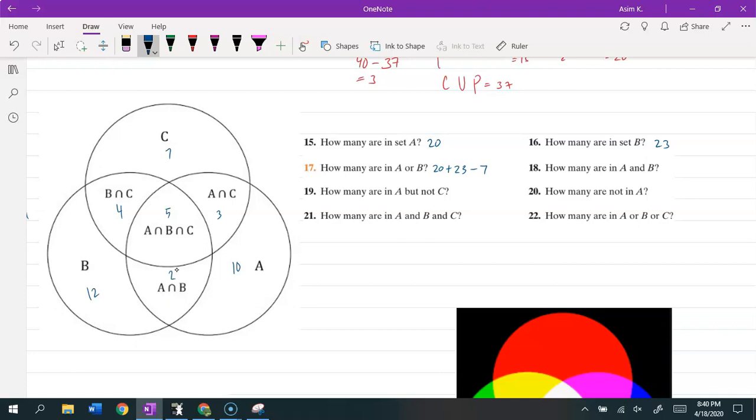And so how many are in set A or set B? Really, it's 20 plus 23, which is going to give you 43, and then 43 minus 7 is going to give you 36. So there's actually 36 that are in set A or B.